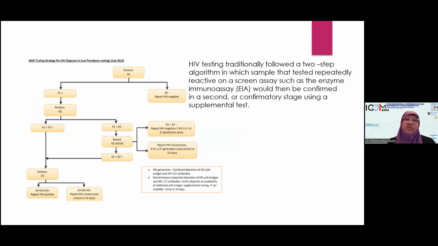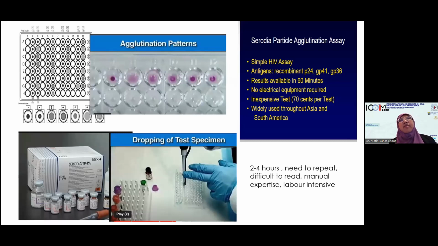There's a two-step algorithm. And then if we found any discrepant result, we changed from third generation to fourth generation, then did another test, and then proceeded to perform a third test, okay? So the first test that we did was the ECLIA, from the third generation to the fourth generation. We then had this thing, which was a particle agglutination test.